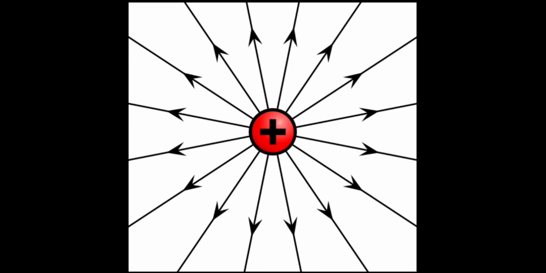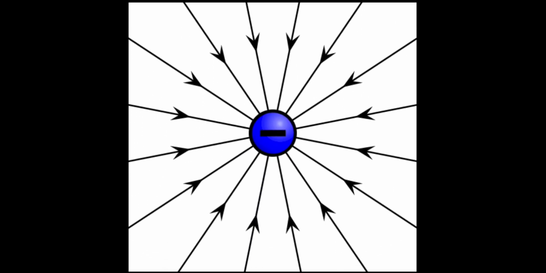Alright, this is just one positive charge. Okay, now what if we have a negative charge? In a negative charge, electric field lines go into the charge. So you can see electric field lines are going into the charge.